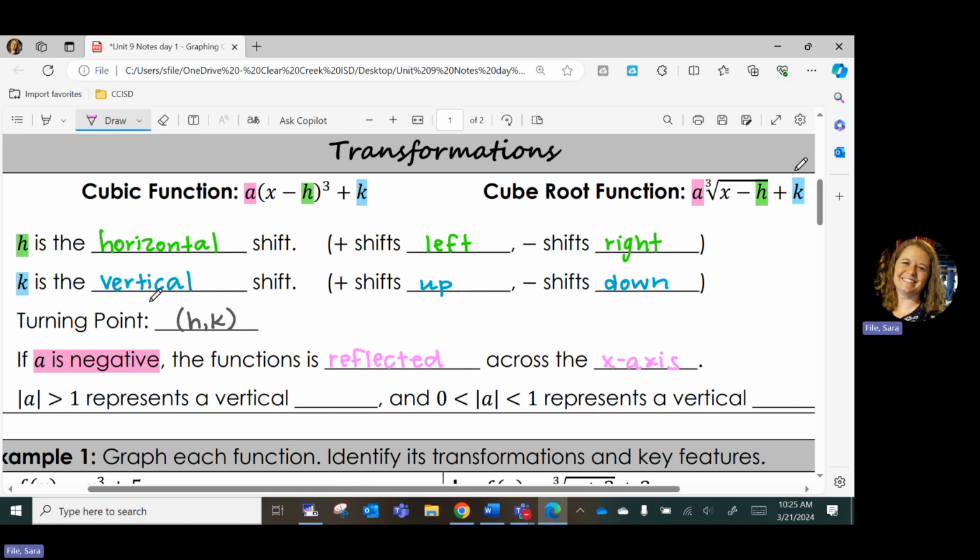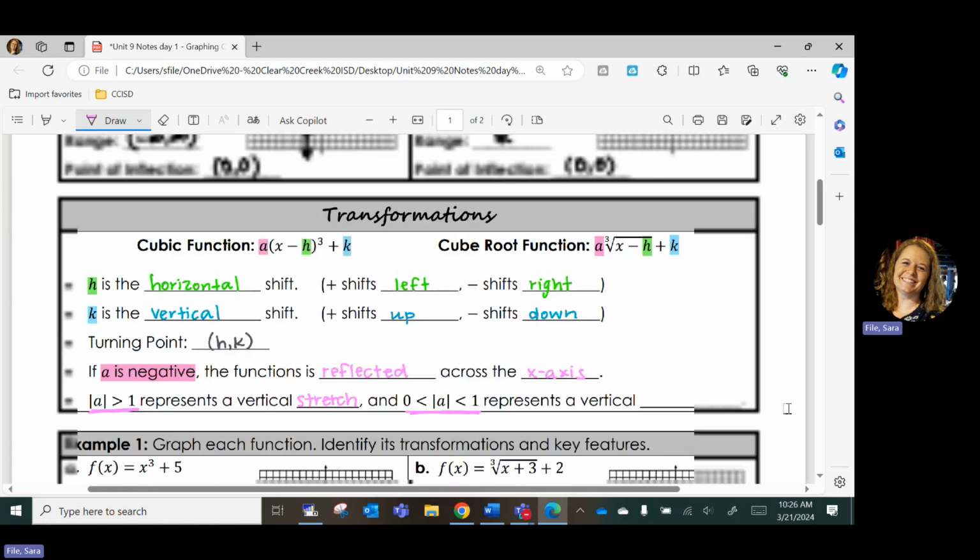Very good. So the stretch or compression will depend, if it's not 1, is it greater than 1 or is it less than 1? If it's greater than 1, that's a vertical stretch. But if that A is between 0 and 1, so it's like a fraction or decimal between 0 and 1, that is a vertical compression.